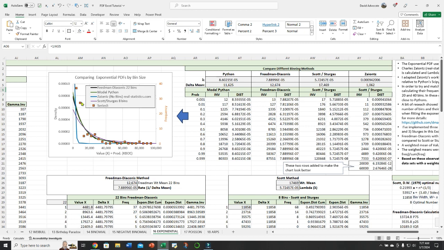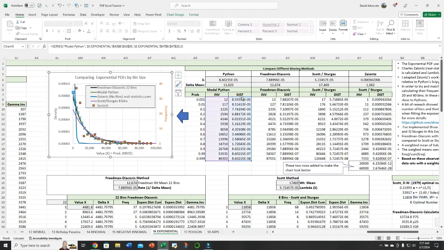The green line represents the Python solution. So I just took the lambda and the delta mean from Python and charted it and found that it was much better, which raised the question, well, why does this work better than using all the data? So what happens in Python is it bins the data when it tries to solve for this. And the question is, but what is the optimal number of bins to use?